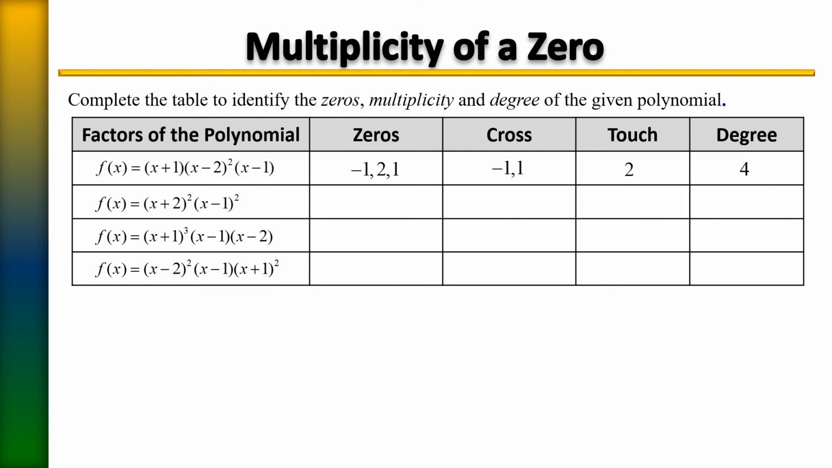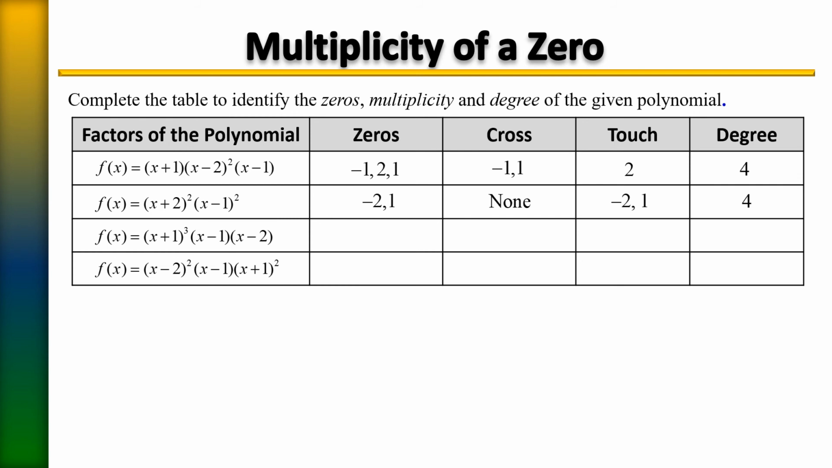What's our zeros? Our zeros are -2 and 1. Where does it cross? There will be no points where it crosses because we don't have any odd multiplicities. Where it touches, it will touch at -2 and 1. What is the degree of this polynomial? All we have to do is add their multiplicities to see that this polynomial is of 4th degree.